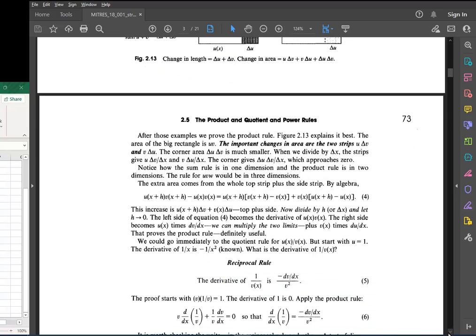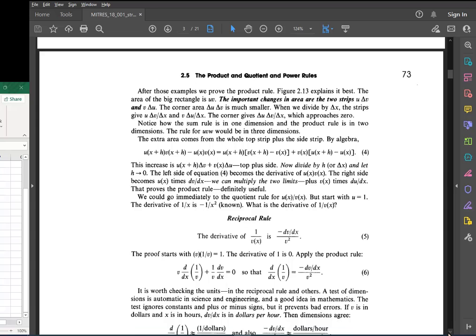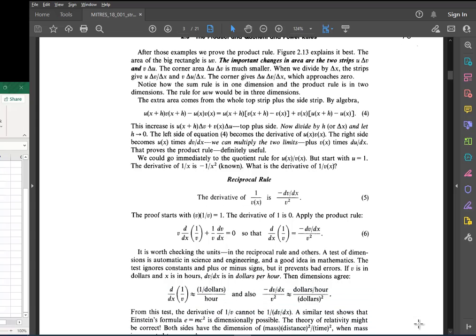Well, the reciprocal rule starts just from the product rule. Right? We can use this expression, v times 1 over v equals 1. Then we use the product rule on the left-hand side. You're going to get two terms. You get the first times the derivative of the second, plus the second times the derivative of the first. Okay? First times derivative of second is v times the derivative of 1 over v.